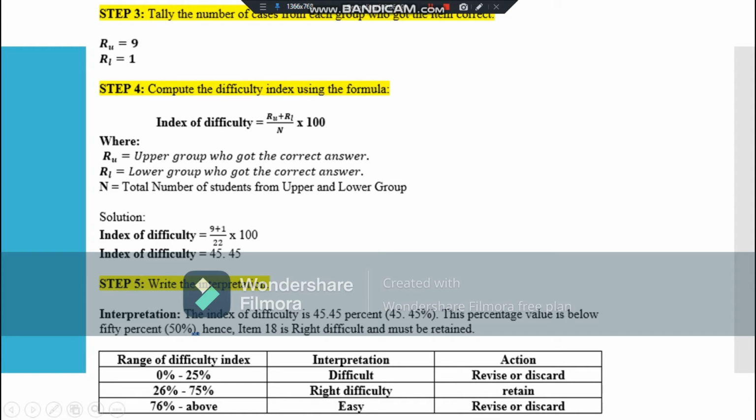If the item is 26% to 75%, we have to retain that item. If it is 76% or above, we need to revise or discard that item. Okay? So that is how we are going to do an index of difficulty, or to determine the index of difficulty.